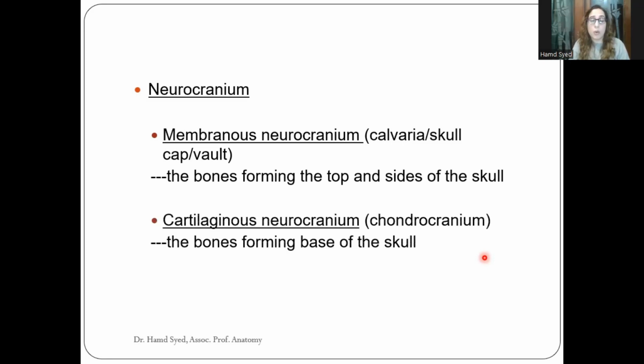Whereas the other part of the neurocranium is that part, those bones which are forming the base of the skull. And this is formed by the intracartilaginous method of ossification. And so this is also known as the cartilaginous neurocranium or the chondrocranium.